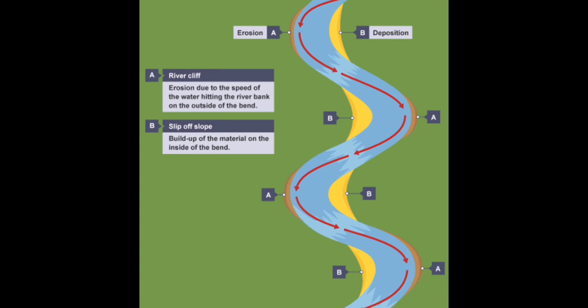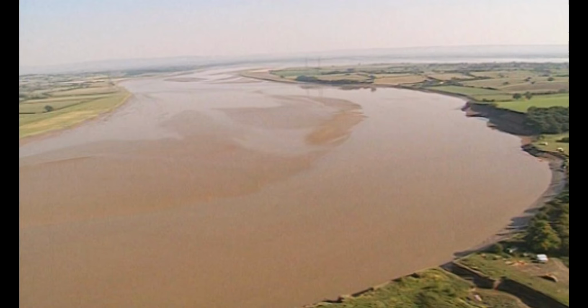For example, as you can see here, on the inside bends you have slower, more deposition, and often you get slip-off slopes. On the outside bends it's faster, there's more friction, and you're going to get things called river cliffs. Often, as you saw from the cross-section, the river is deeper at the outside because of erosion and more shallow on the inside bends. As you can see, material builds up.